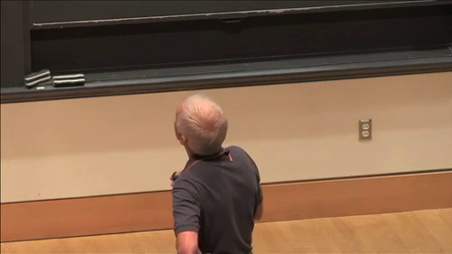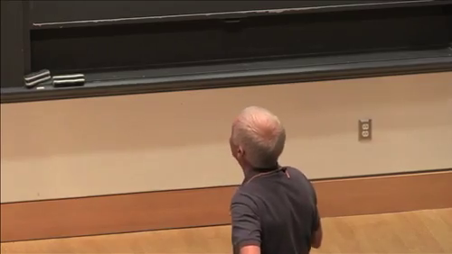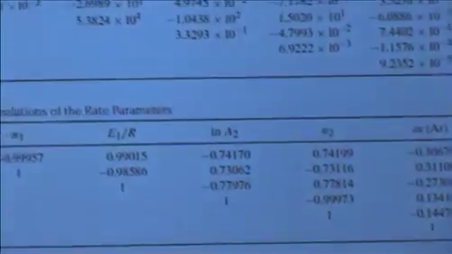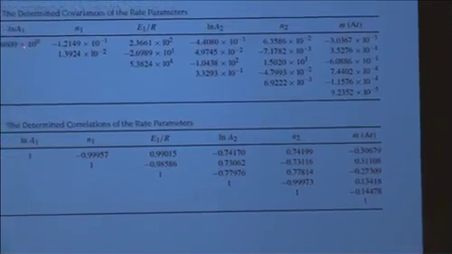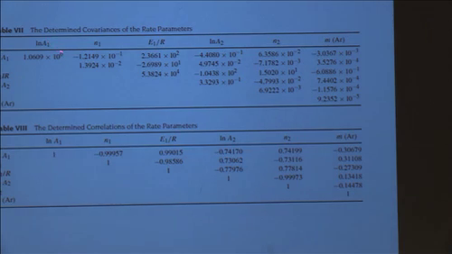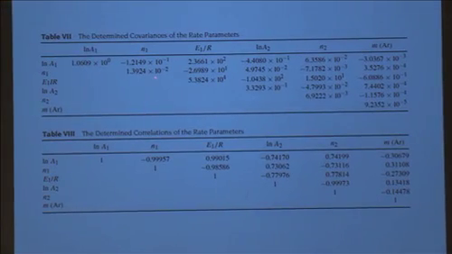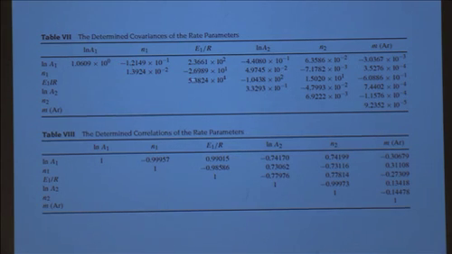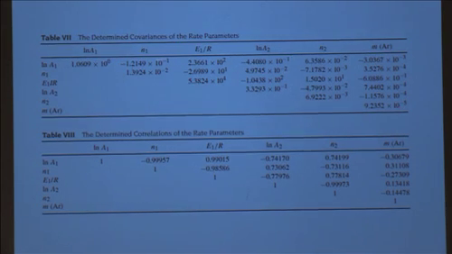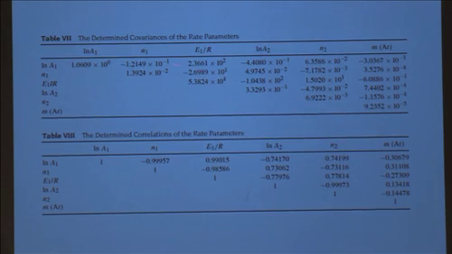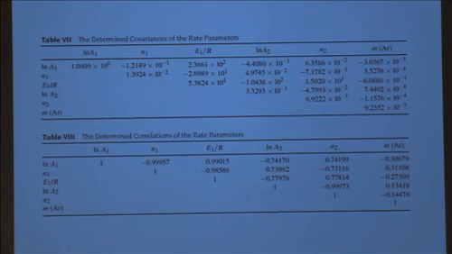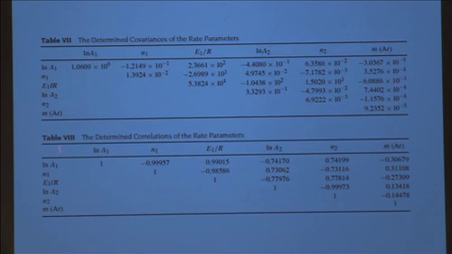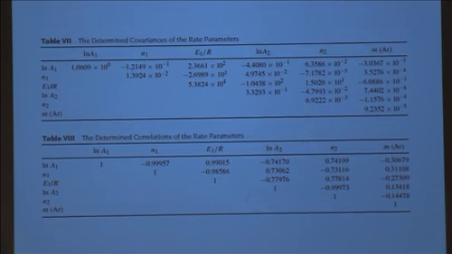Moving on, you probably can't read this, but you can find this in his table. So these are the determined covariances of the rate parameters. So log A1. So these are the covariances. These are the variances coming down this line here for both reaction 1 and reaction 2. And then the covariances are the off-diagonals. And these are the correlation coefficients between them.